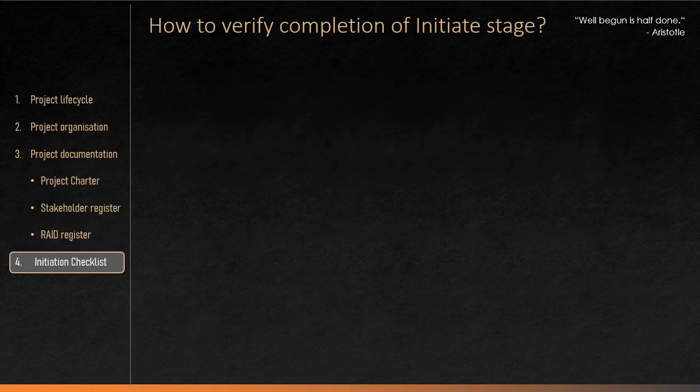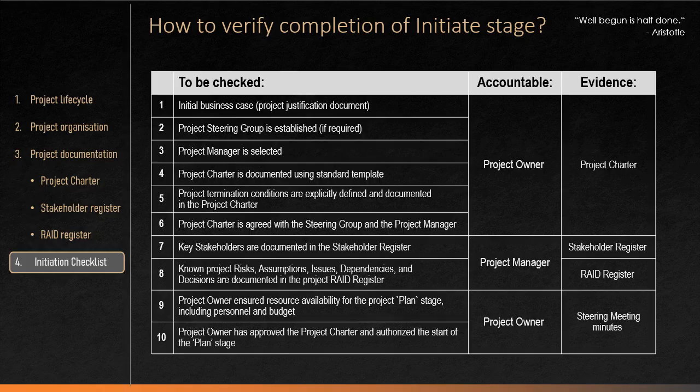If project initiation is done well, the project will start with a much stronger chance of success. To check how well project initiation is done, you can use the following checklist. The checklist has 10 requirements and specifies who is accountable to fulfill each of the requirements as well as where evidence could be found. Let's go through the checklist together.